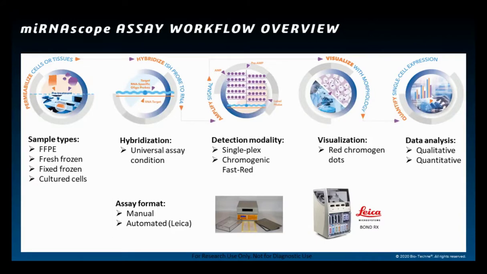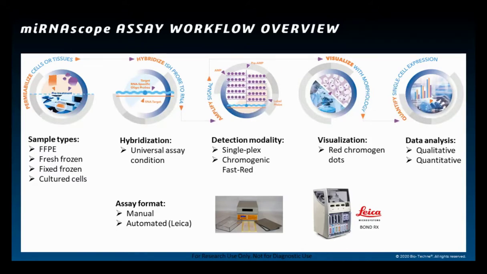Next, we'll focus on the overview of the miRNAscope assay workflow. The new miRNAscope assay workflow is very similar to the RNAscope singleplex workflow for those of you who are familiar with our technology. First, the cells or tissues that are bound to a slide are permeabilized using ACD's ready-to-use pretreatment reagents. The new assay supports a variety of sample types, including FFPE, fresh and fixed frozen, and culture cells. Then, the smaller RNA target probes are hybridized to the target RNA. Currently, the miRNAscope assay allows for a single RNA target detection. The probe hybridization step is universal across all targets, meaning further probe optimization is not required.